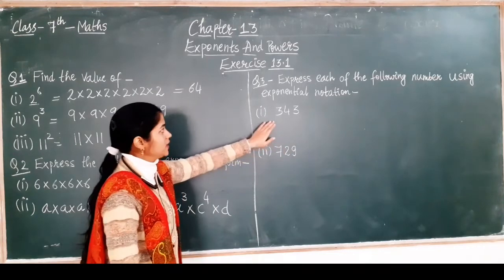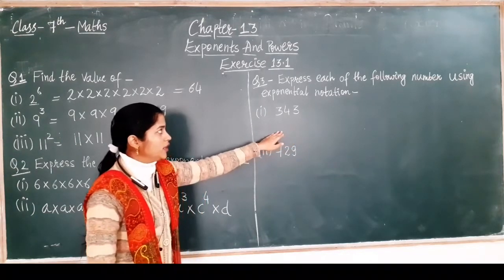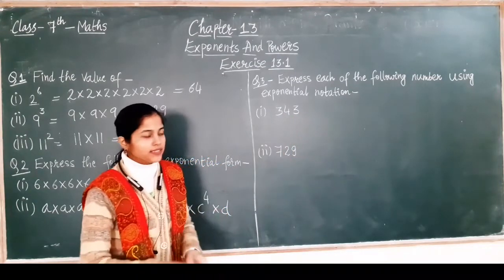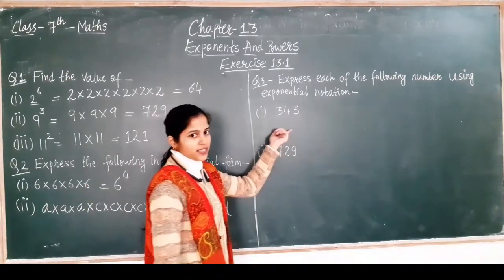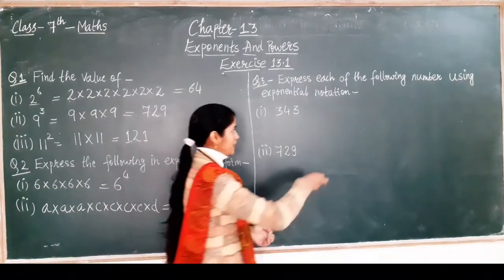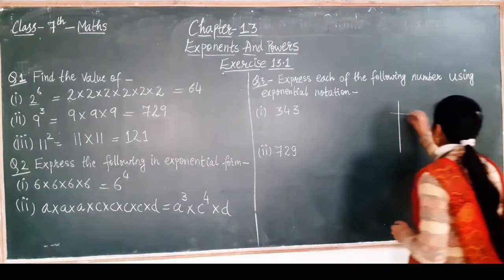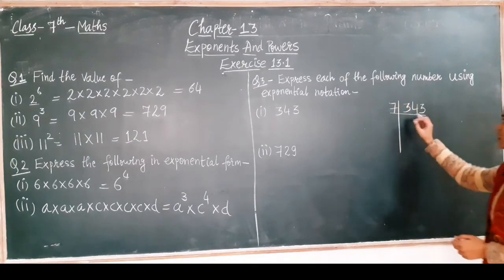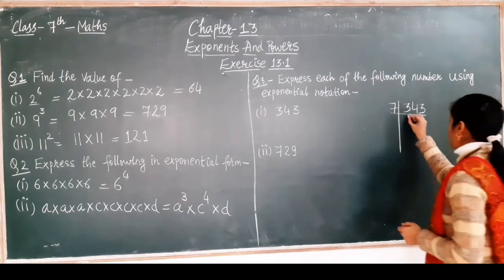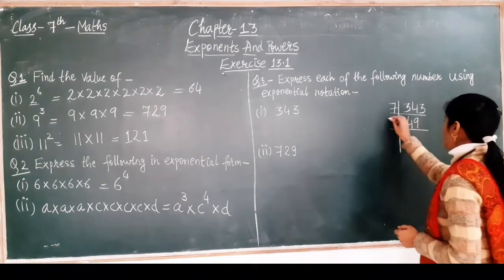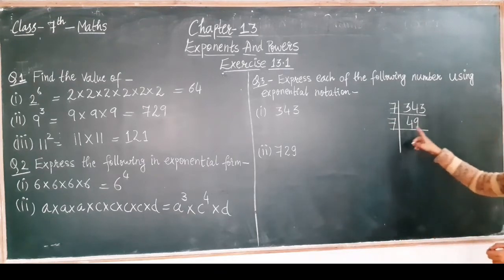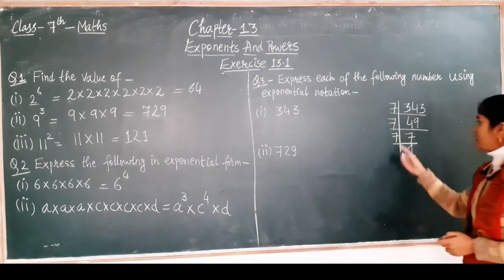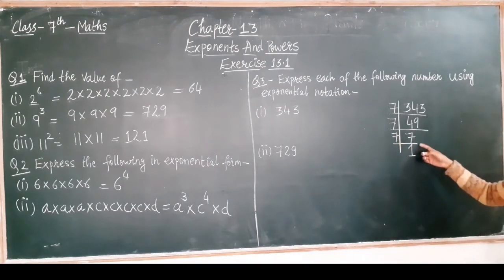So the first one is 343. First we have to do the prime factorization of 343 and then we have to express the prime factorization in exponential form. So now first we'll do the prime factorization of 343. First we'll divide 343 by 7. You will get 49. And further if you divide 49 by 7 it is 7. And then 7 ones are 7.